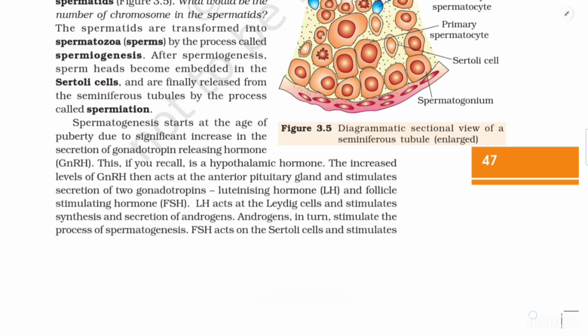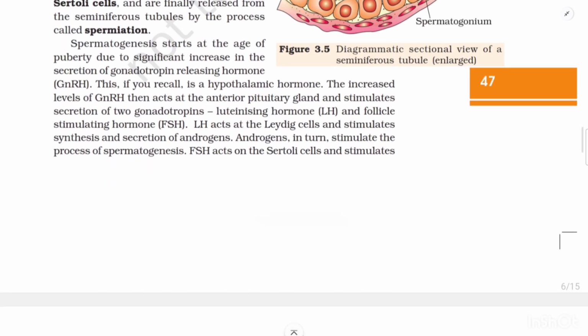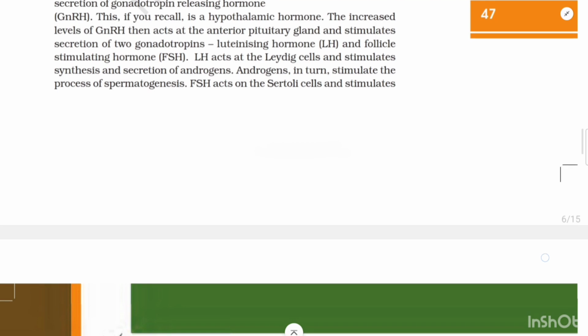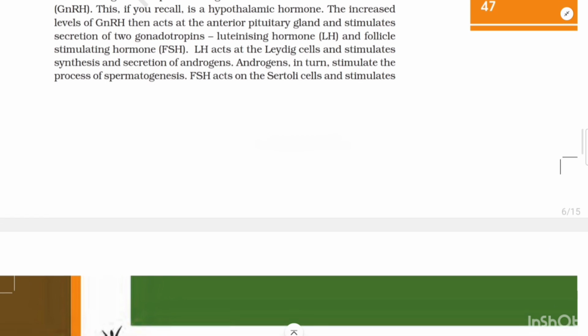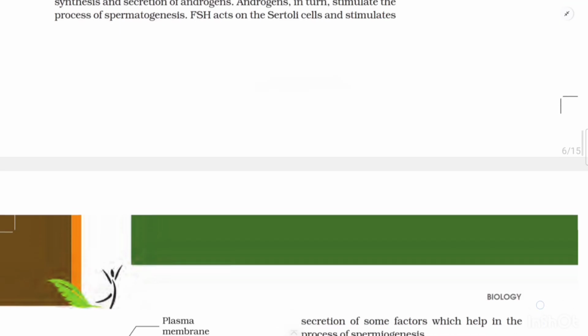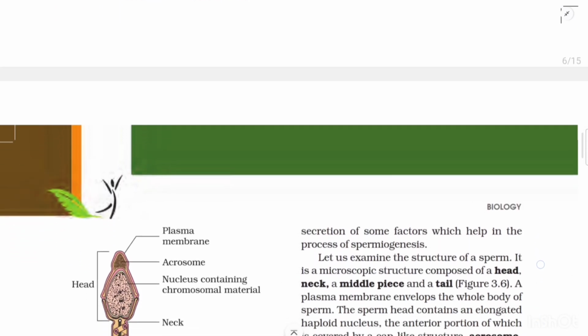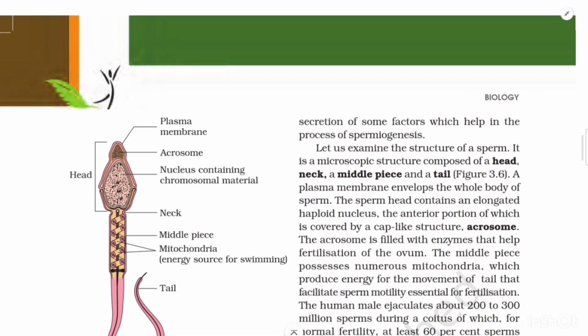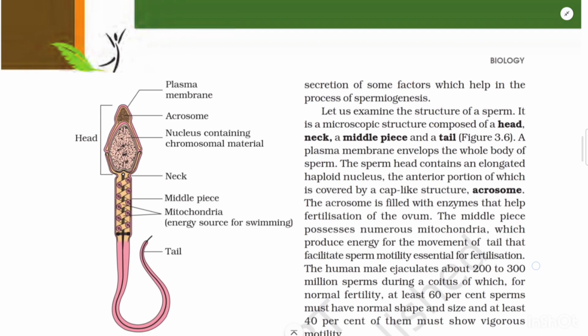The increased levels of GnRH then act at the anterior pituitary gland and stimulate secretion of two gonadotrophins, luteinizing hormone LH and follicle stimulating hormone FSH. LH acts at the Leydig cells and stimulates synthesis and secretion of androgens. Androgens in turn stimulate the process of spermatogenesis. FSH acts on the Sertoli cells and stimulates secretion of some factors which help in the process of spermiogenesis.